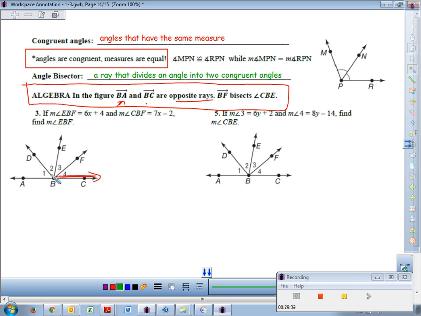Isn't that ray BC right there, and here's ray BA right here? Aren't those opposite rays? It means it forms a line, which measures 180 degrees. Cool? So they tell you they're opposite rays, and we've got opposite rays measuring 180 degrees.